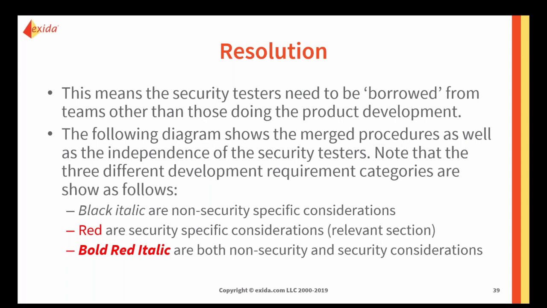Going forward, what I'm going to do is show the following diagram. It's going to show the merge procedures, the three parts I mentioned. There are three different development requirement categories, and I've denoted them this way. The black italic ones are the non-security ones. The red ones are security specific. And the bold red ones are both security and non-security considerations. So as we go into the next section, we'll talk about that.